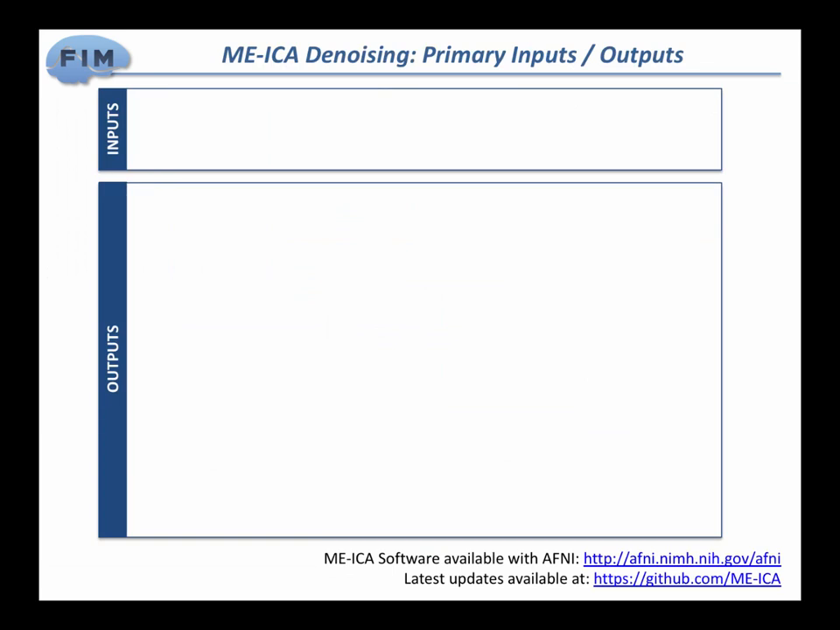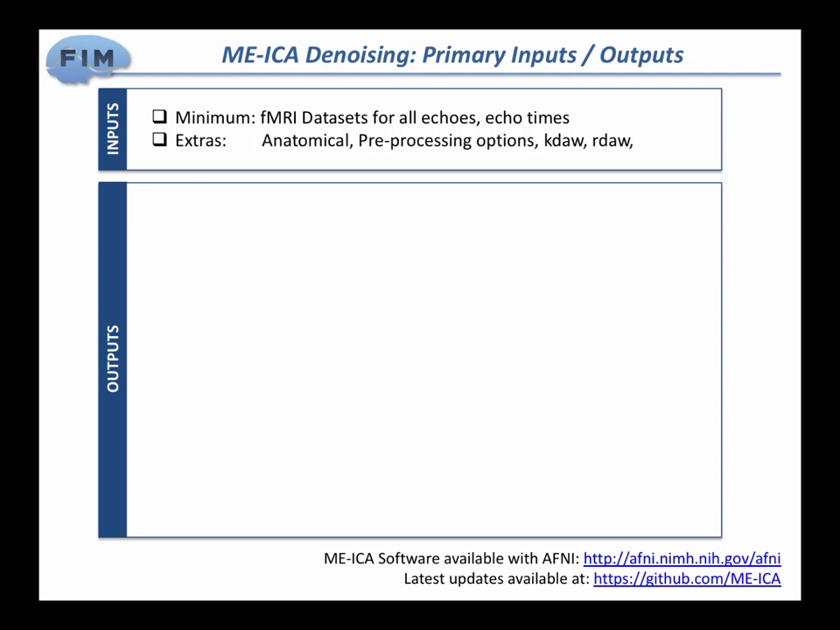Regarding the inputs and the outputs of the algorithm, well, the minimum you have to give to the algorithm is your fMRI data for the different echoes and the actual echo times at which that was acquired. So please write them down when you're at the scanner. But in the MICA package that Prantic distributed, it can also do the pre-processing for you, and then you need to provide other things like the anatomical scans and a couple of extra parameters.